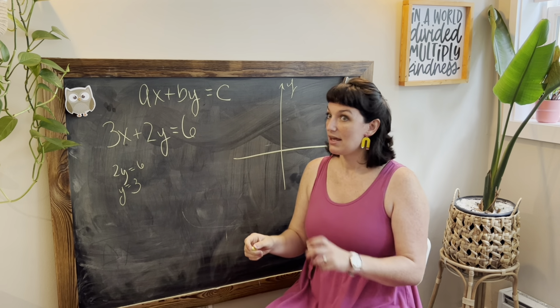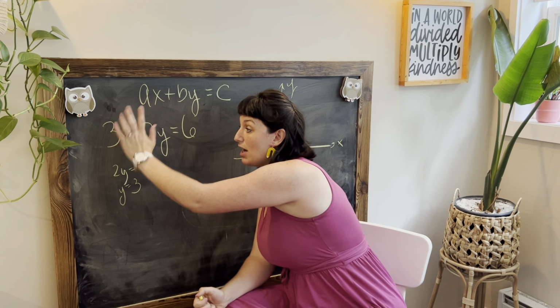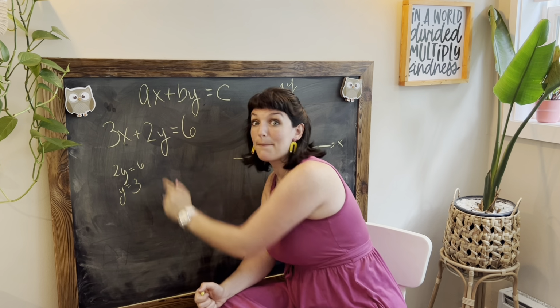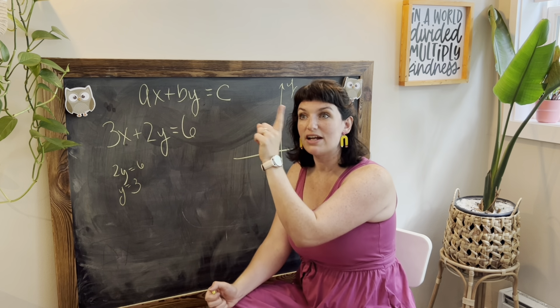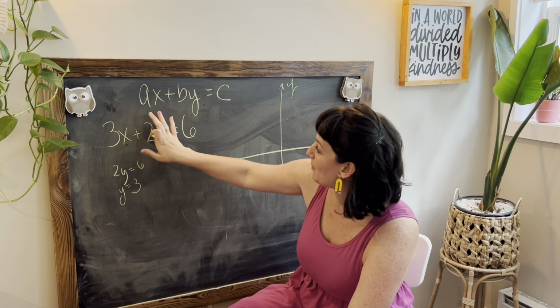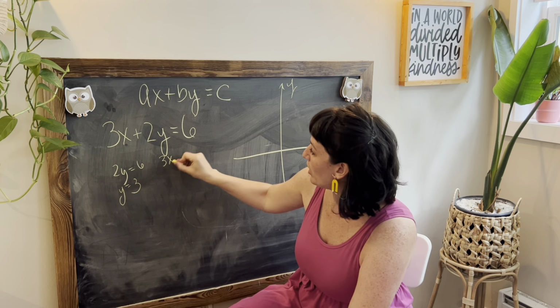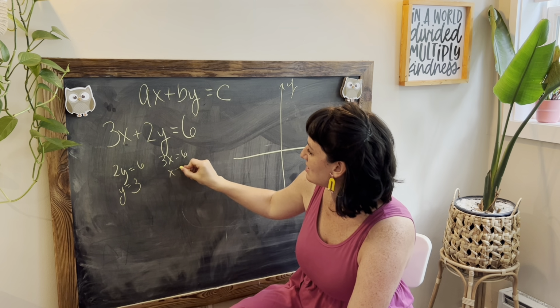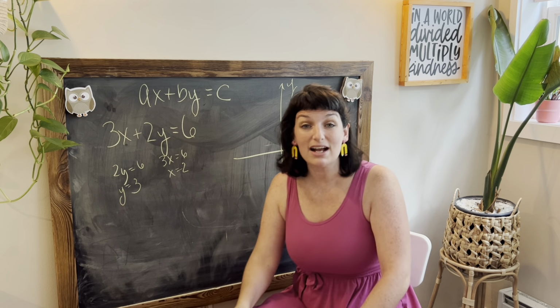Okay. So plug in 0, cover up, and solve. You're going to get your x, you're going to get your y. So now I get a little mini equation. 3x is 6, so x is 2. These are my x and y intercepts.